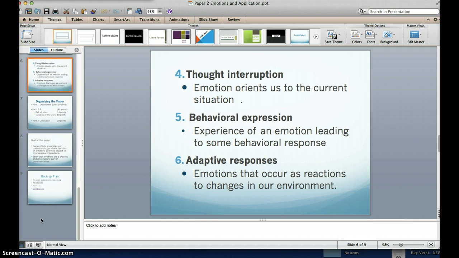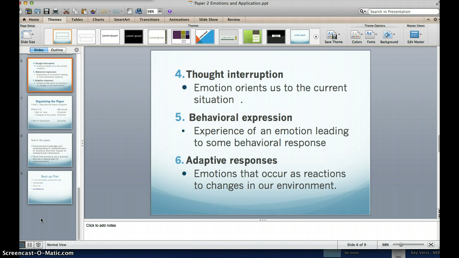The fifth characteristic, behavioral expression, is very simple and refers to the experience of an emotion that leads to some behavioral response, like crying, smiling, or yelling. So, your character is happy and expresses this emotion through excitedly clapping their hands or jumping up and down.